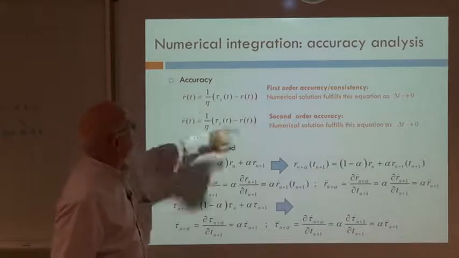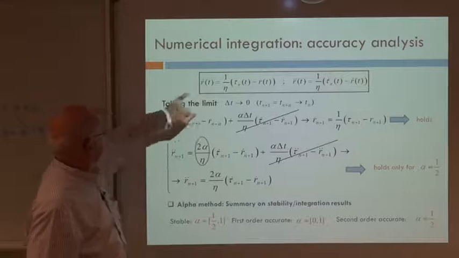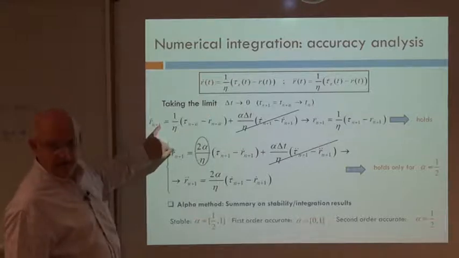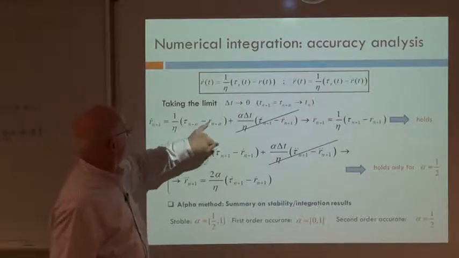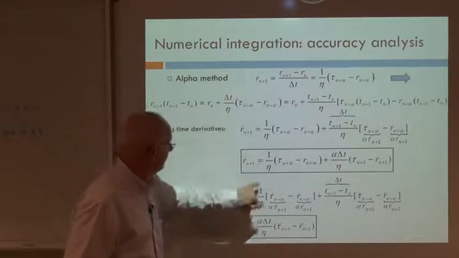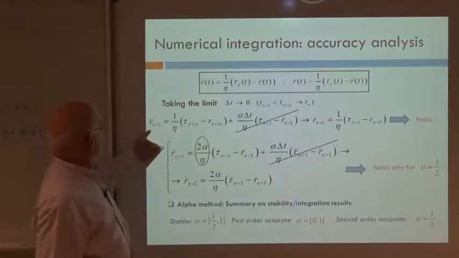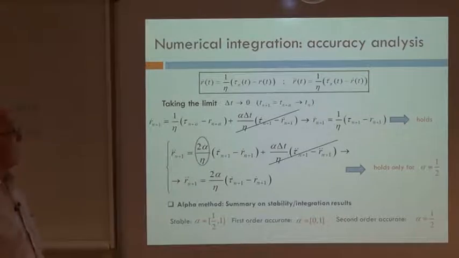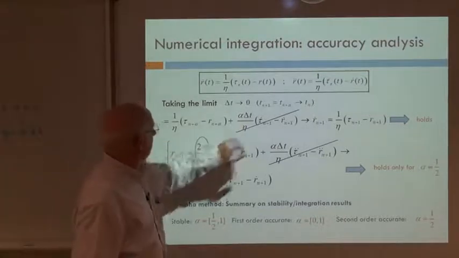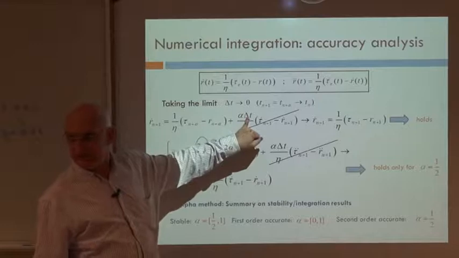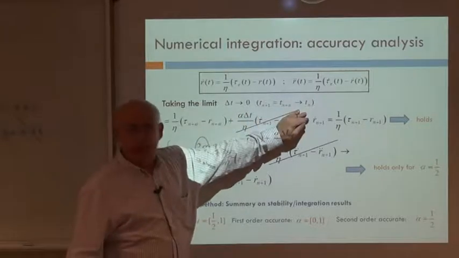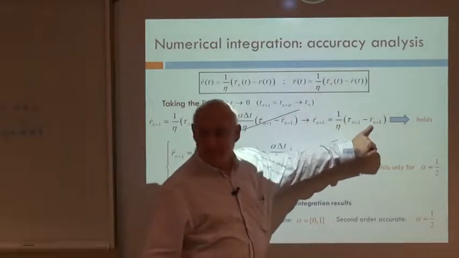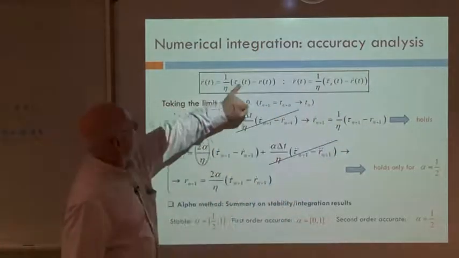First one, let's check this one. By checking the first one, I just replace r dot n plus 1. Here I place the differentiations that I had here, these equations I have here, okay? And then I obtain this expression, okay? What happens with this expression when delta t tends to 0? This term drops. And what do I obtain? R dot n plus 1 equals 1 over eta, tau n plus 1 minus r n plus 1. By the way, it's a function.